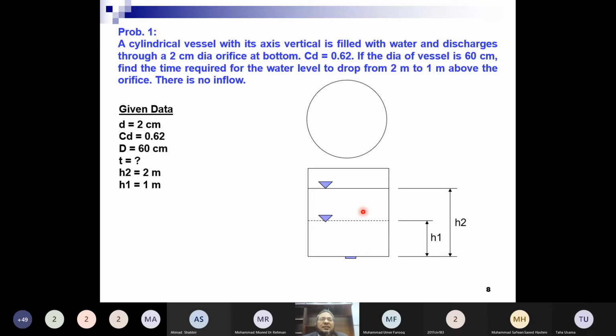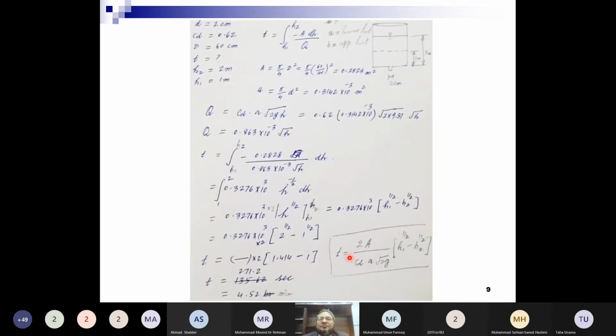What would be the Q2? Area into velocity. All right. So that we have to solve. So the solution is here. Now this is the governing equation, h1 to h2, minus A dh over Q. First of all, compute the area of this cylinder. This is the diagram. This is the 2 meter, this is 1 meter, and this is a 2 centimeter orifice.